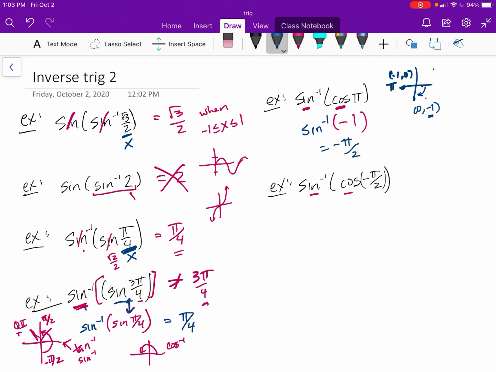Okay, let's look at this last example. Sine inverse of cosine of negative pi over 2. Okay, cosine of negative pi over 2. So we were just on that angle up here, right? Negative pi over 2. Cosine is x, so this is 0. And now we have to look which angle would give us a sine of 0. And sine is, again, y. So now we're back here at 0 radians, or 0 degrees, which are the same, but we always want radians. So 0.